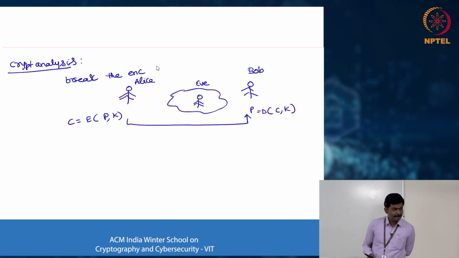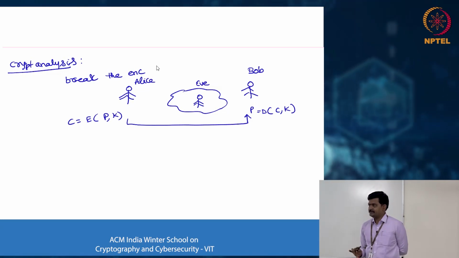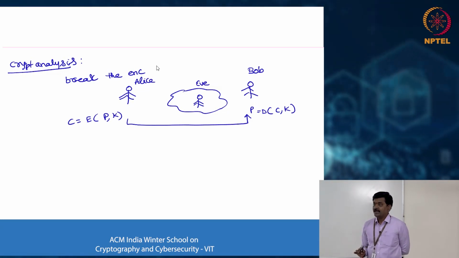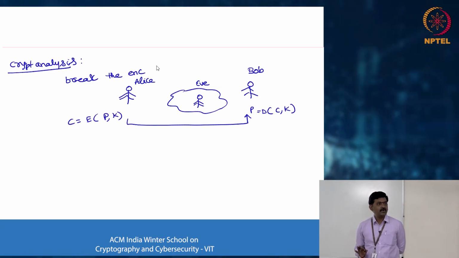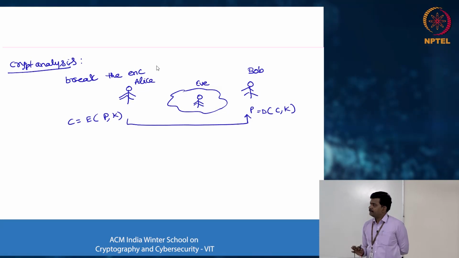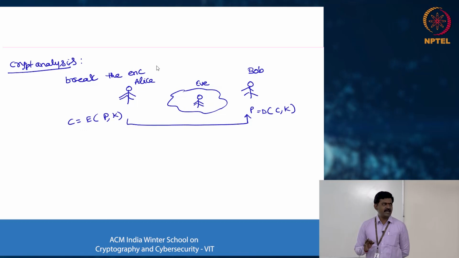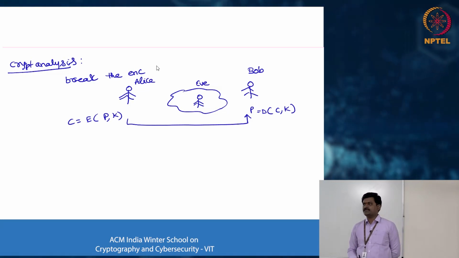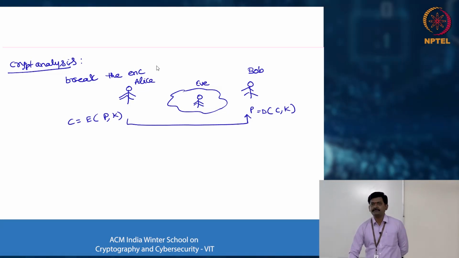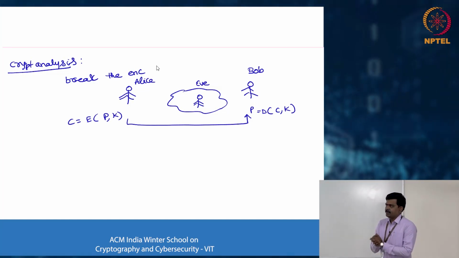What is the other dimension of breaking? He gets the key. When he gets the key, that is the worst attack, because he can break all other subsequent communications also, right? In terms of breaking only that particular ciphertext, there is damage, but breaking the whole key is the worst aspect. Now, when Eve can break it, we say cryptanalysis is about breaking.